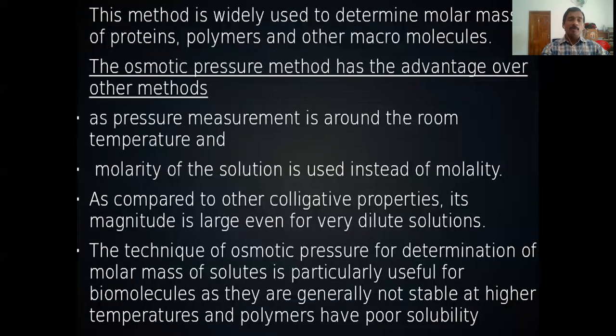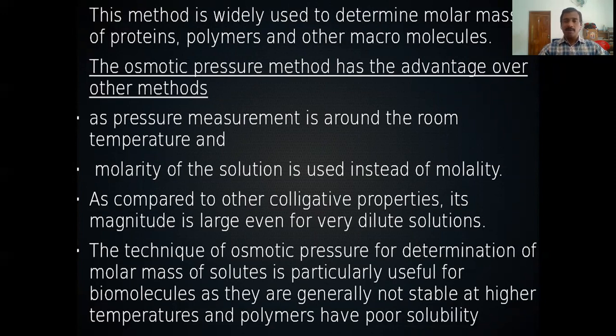What is an important use of this osmotic pressure measurement? It is widely used to determine the molecular masses of proteins, polymers, and other macromolecules. Why is osmotic pressure measurement used to determine the molecular masses of proteins, polymers, and other macromolecules? There is a reason.